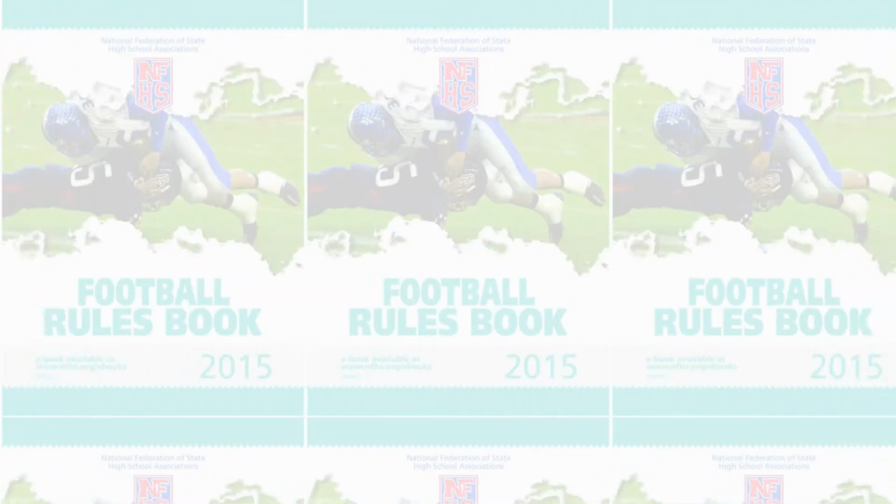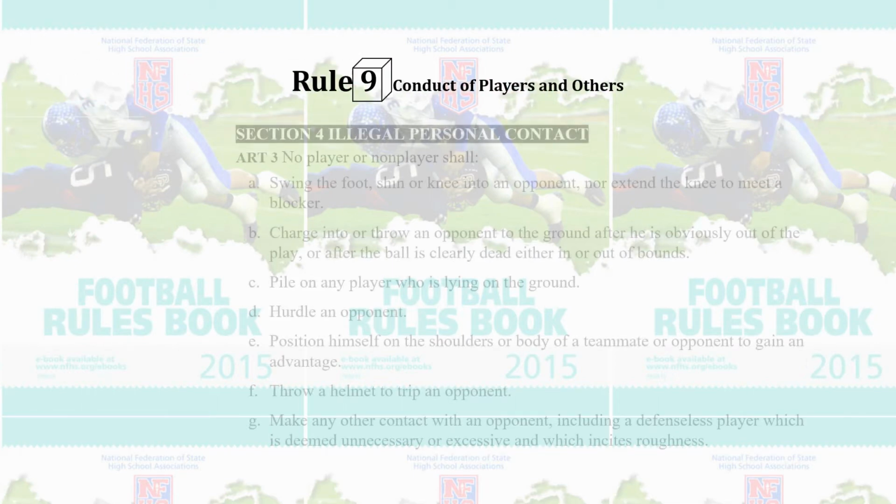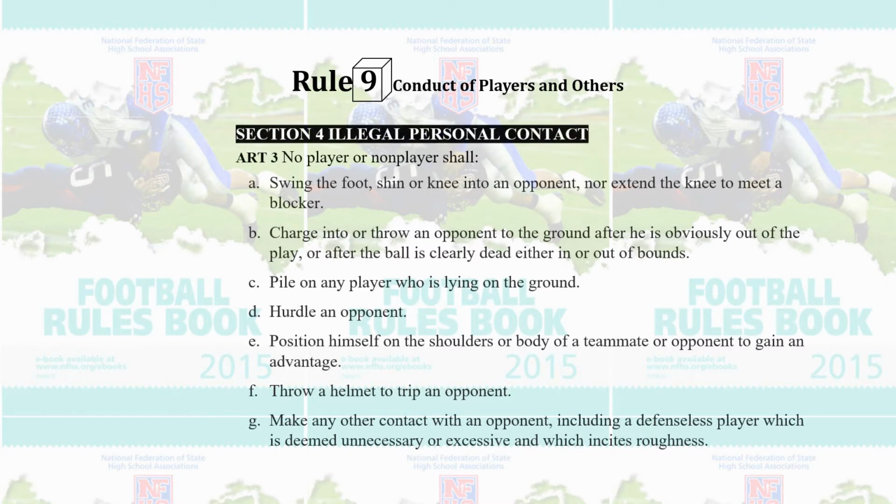So let's go back to the rule book to discuss Rule 9-4-3-G. We saw it earlier. It's under illegal personal contact, Section 4. No player or non-player shall, G, make any contact with an opponent, including a defenseless player, which is deemed unnecessary or excessive and which incites roughness.